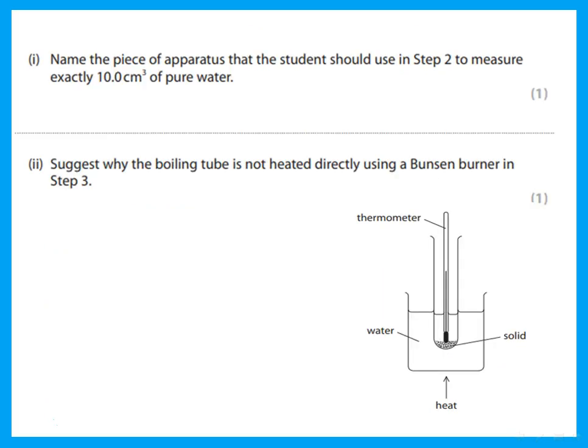Name the piece of apparatus that the student should use in step 2 to measure exactly 10.0 cm³. What should I use? I should use a pipette. I could also use a burette. Suggest why the boiling tube is not heated directly using a Bunsen burner. Usually when we heat a test tube that has solids in it, we don't put it directly into the Bunsen burner.